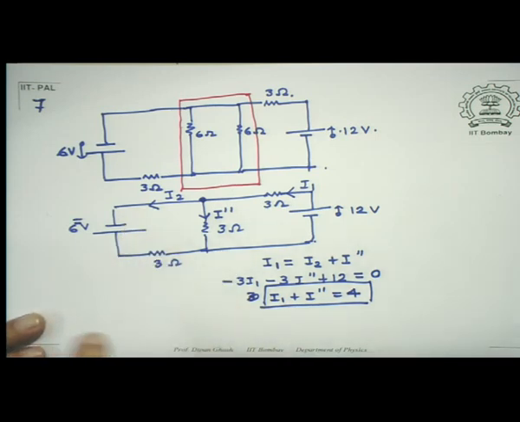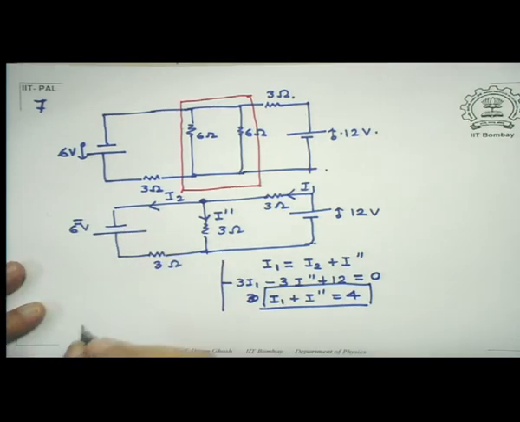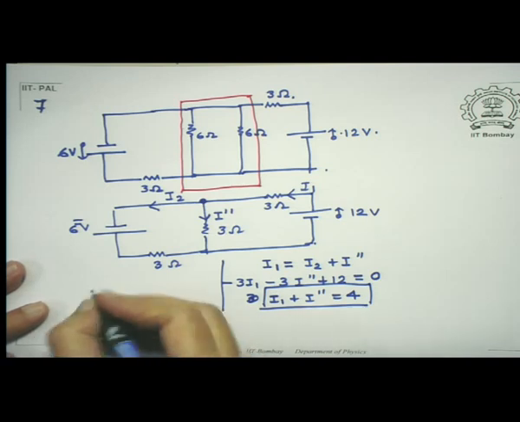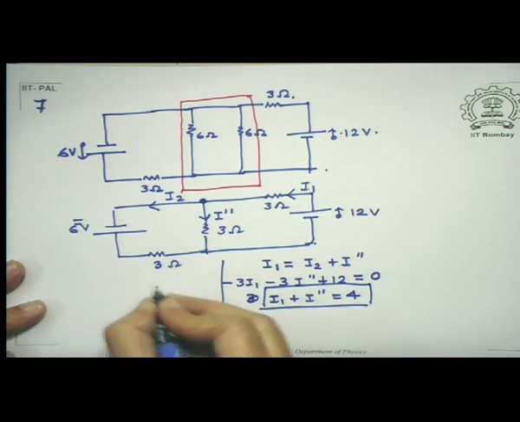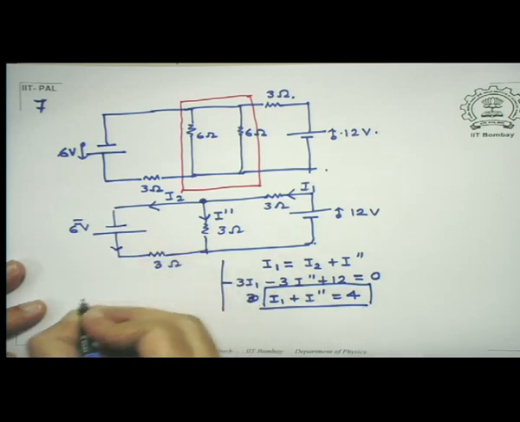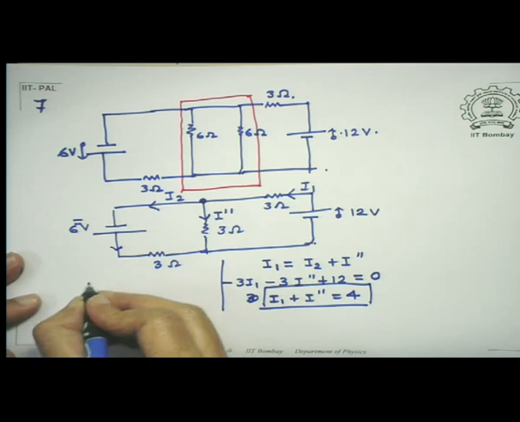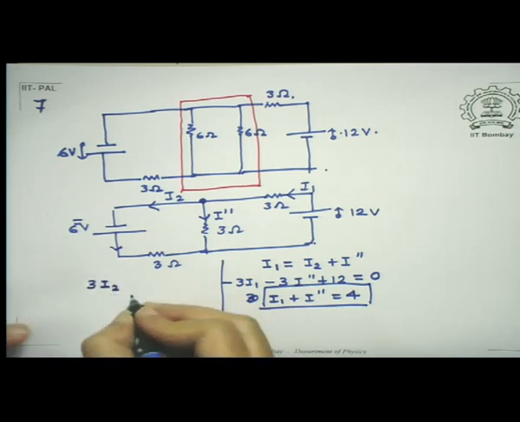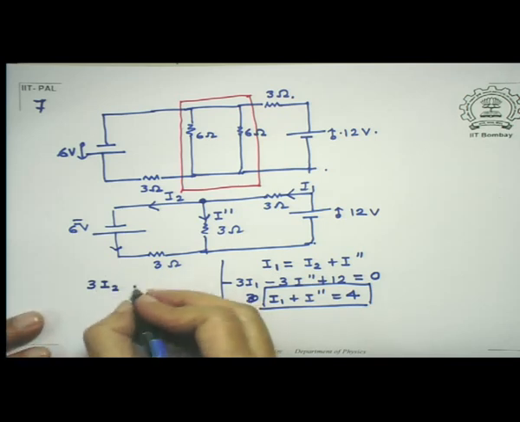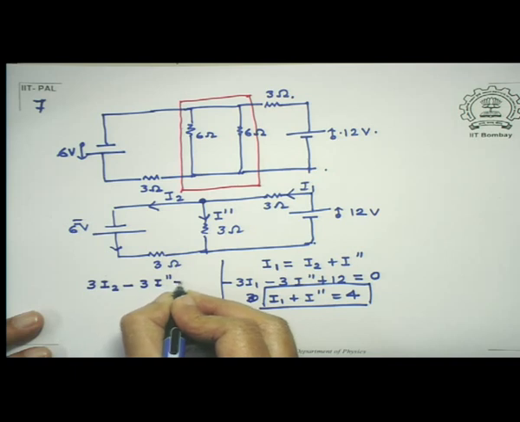In the second loop, what I've got is, so this was my right hand loop. Let me look at the second loop. In that loop, what I've got is 3I2. So remember that whatever is coming in. So I write down 3I2 minus 3I double prime equal to 6.